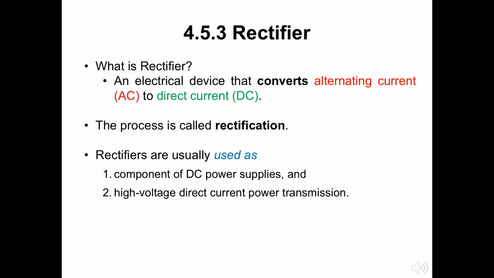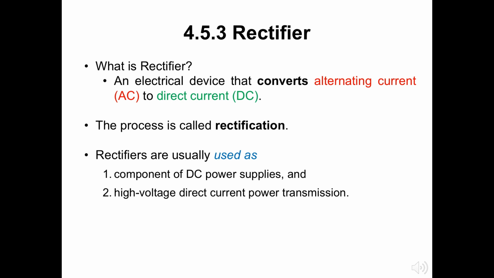Rectifier. Have you heard about rectifier before? If yes, then good. Else, we will discuss it today. Do not worry. A rectifier is an electrical device that converts alternating current to direct current, or we say it this way: converting AC to DC. This conversion process is also called rectification since it straightens the direction of current.